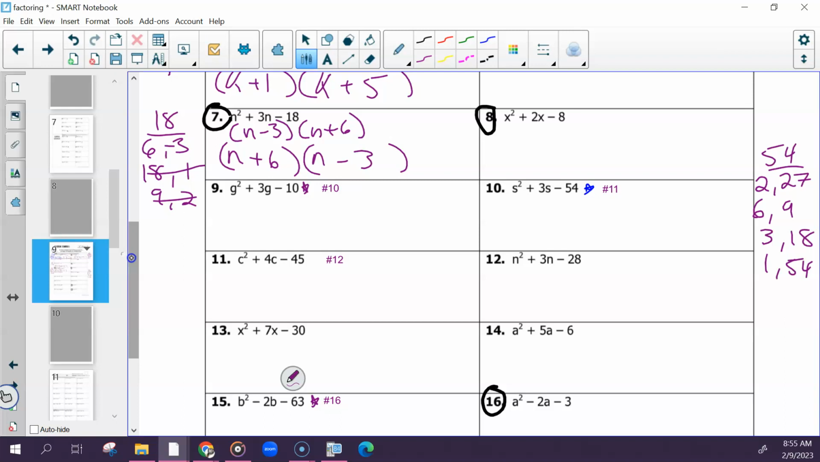So one of them has to be negative. If we were to add them together and one of them is negative, which one would give us a positive 3? Which one would be negative? So then what would our two factors be? Good. Questions so far?